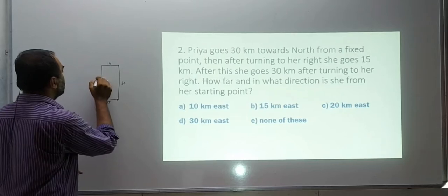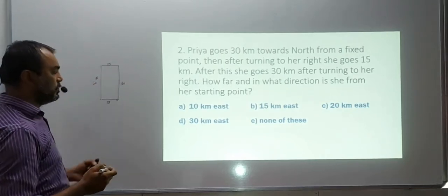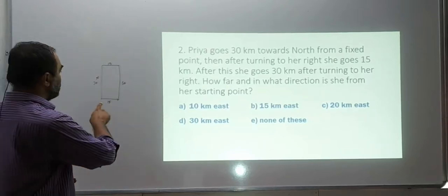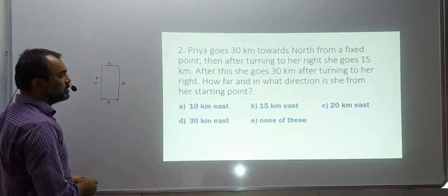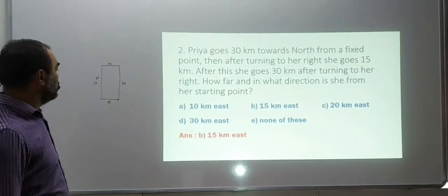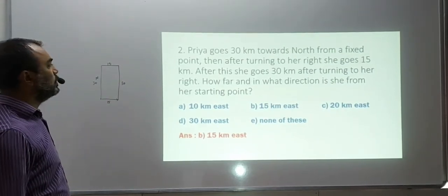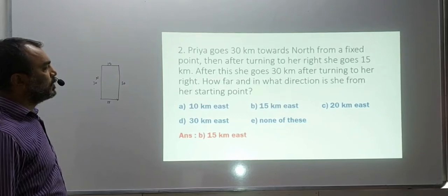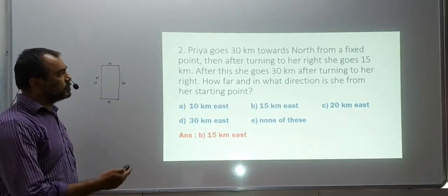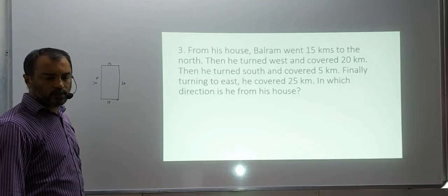So if this is the north side, then which side is this? So all the answers say east. So we will get in the east direction. And by what distance? So I think you have your answer. The answer is 15 kilometers to the east. So this is sense of direction. Some people are literally very good at it. So we'll continue with the third one.